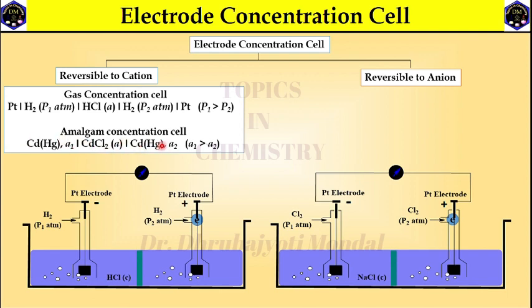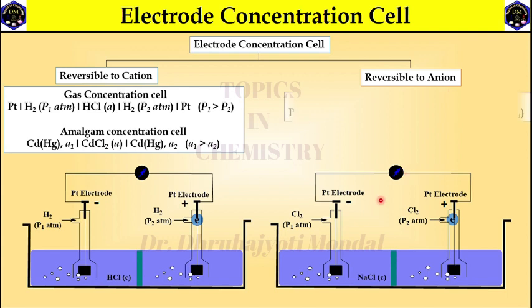And this is another electrode, the amalgam concentration cell. So cadmium amalgam with activity A1, a vertical line, cadmium chloride with activity A, a vertical line, cadmium amalgam with activity A2. And here remember A1 is greater than A2. That is again another important condition to make the reaction spontaneous.